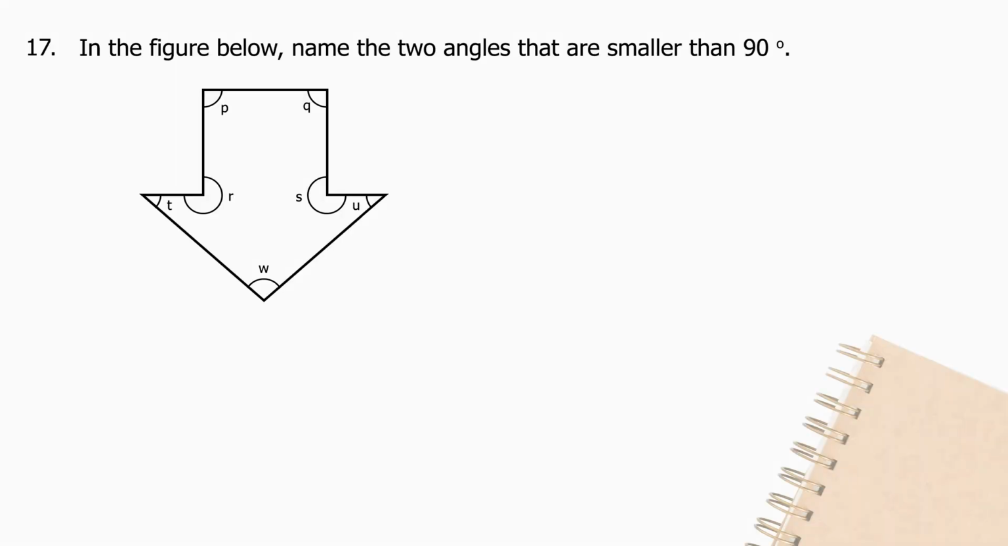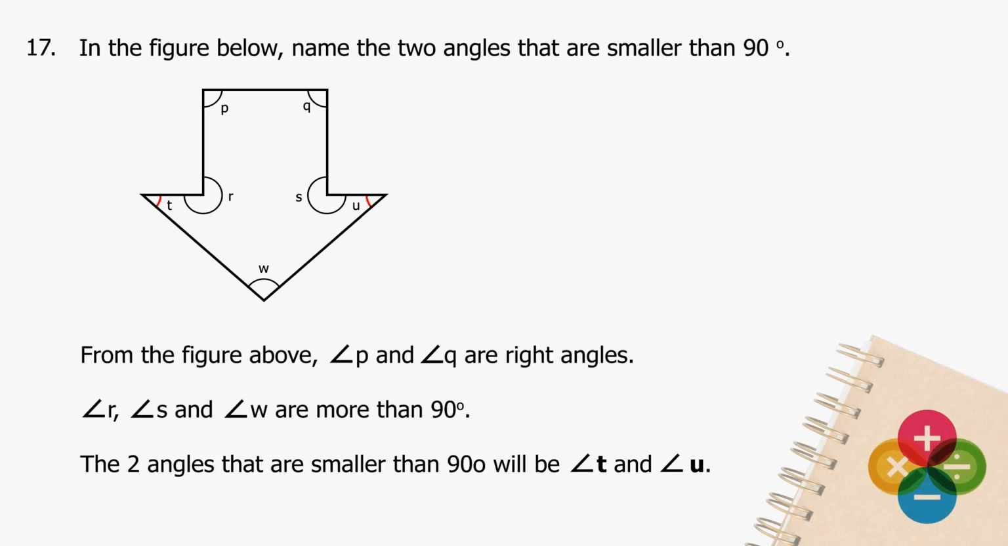Question 17. In the figure below, name the two angles that are smaller than 90 degrees. From the figure above, angle P and angle Q are right angles. Angle R, angle S, and angle W are more than 90 degrees. The two angles that are smaller than 90 degrees will be angle T and angle U.